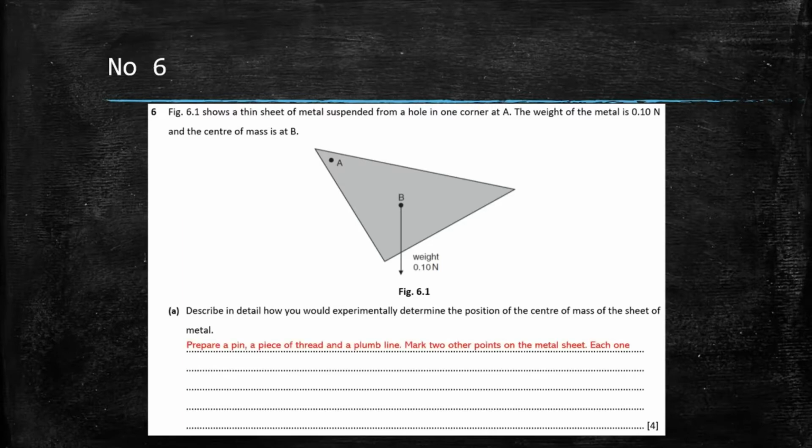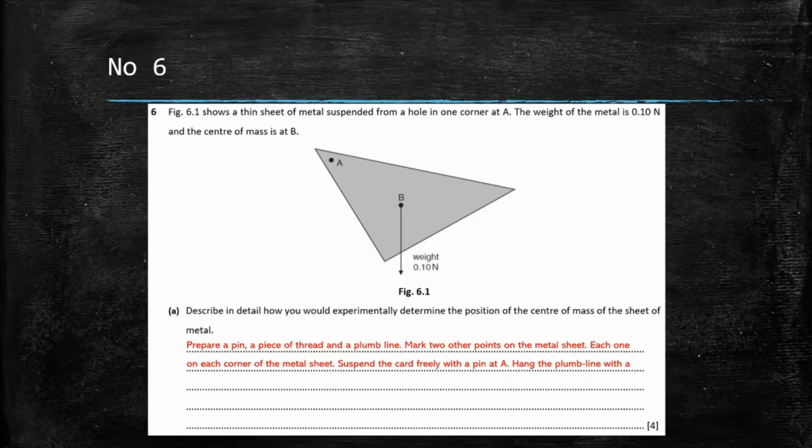Prepare a pin, a piece of thread, and a plumb line. You can replace the plumb line by a weight or a load, just a small one, or you can also use a small stone. Mark 2 other points on the metal sheet, each one on each corner of the metal sheet.